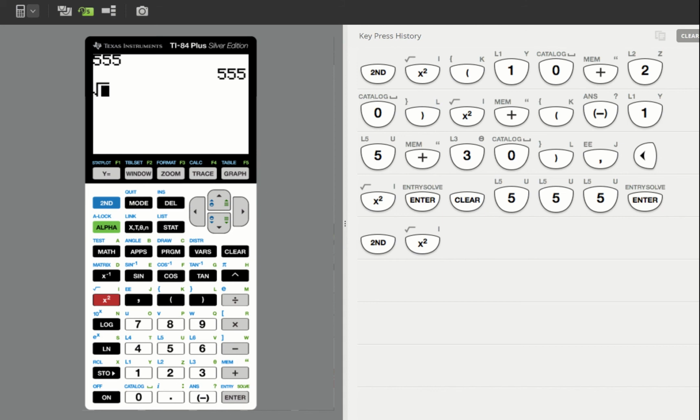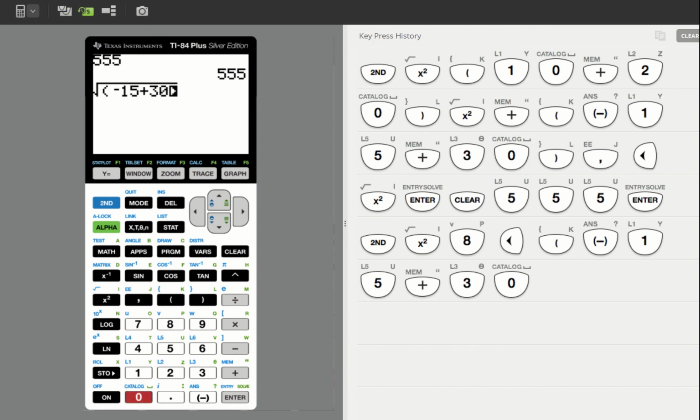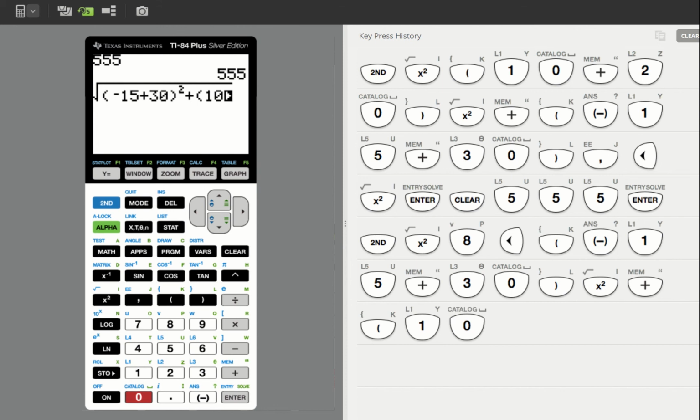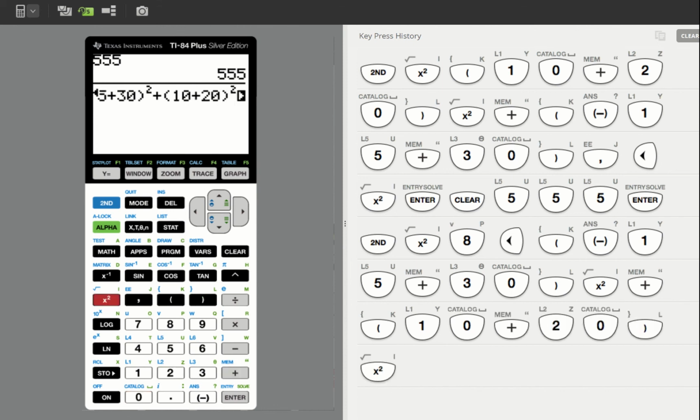Then type it in exactly like we wrote it down. So with the parentheses and everything. So parentheses, negative 15 plus 30 squared. Use x squared. Don't use the arrow key and a 2. Just use x squared, trust me. Plus 10 plus 20 squared. Does that look just like how we wrote it?